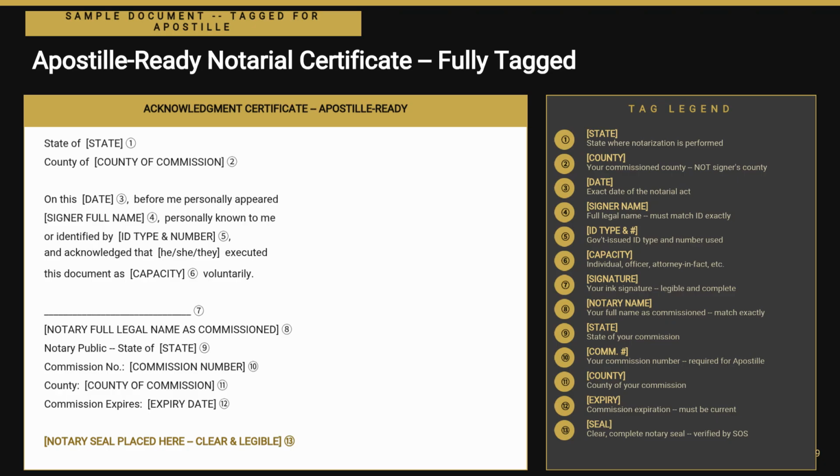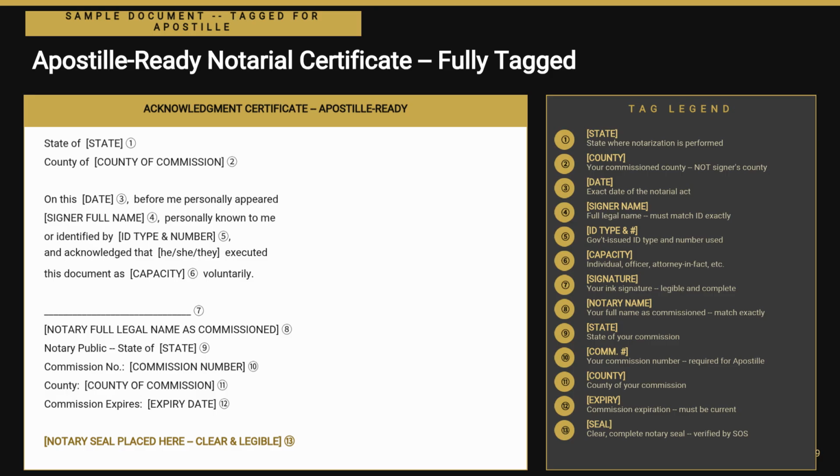Fields 1 and 2, state and county, must reflect your commission jurisdiction, not where the signer lives. If you are a Tennessee notary in Montgomery County, that is what goes here regardless of where the document originated. Field 3, the exact date of the notarial act. Field 4, the signer's full legal name, matching their government-issued ID letter for letter.